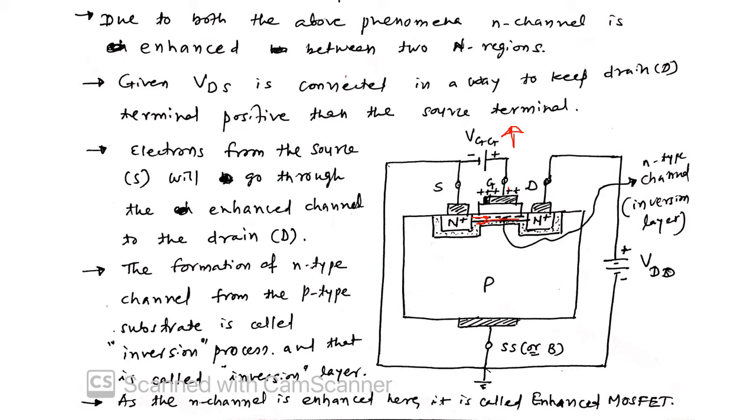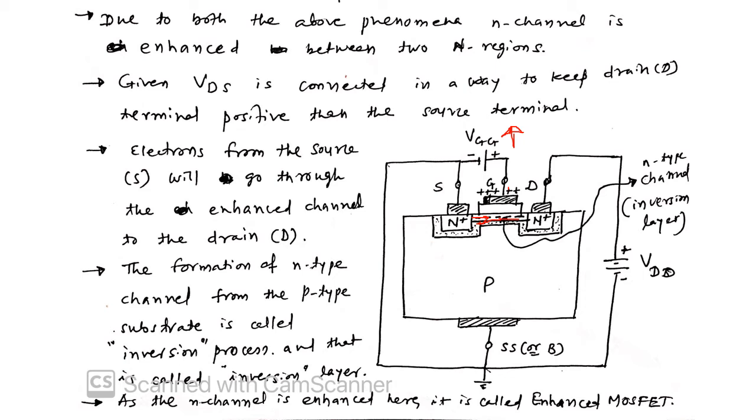Similarly, we know that as VDS is more, that is, the drain voltage is higher than the source voltage, more and more electrons will be able to drift from the source to the drain. So they will constitute drain current. So as VDS increases, current ID increases. As VGS increases, current ID increases.